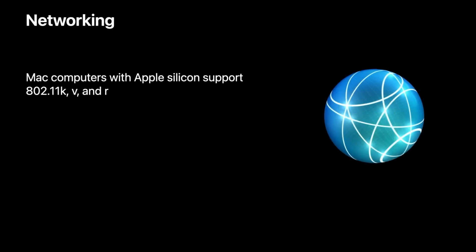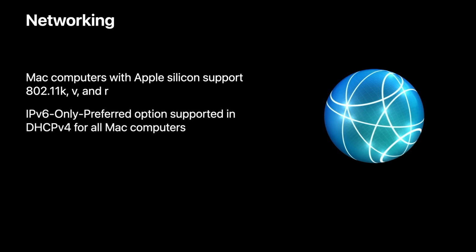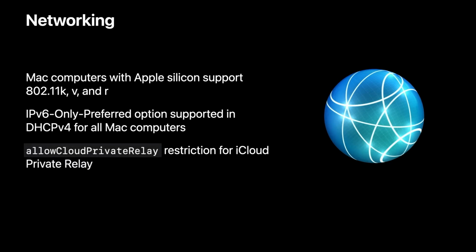In macOS Monterey, Mac computers with Apple Silicon now support the 802.11k, v, and r Wi-Fi standards for optimized roaming on enterprise networks. The IPv6-only preferred option is also now supported in DHCPv4 on all Mac computers that support macOS Monterey, which allows IPv6-capable devices to forego the assignment of an IPv4 address. There's also a restriction available for preventing the use of iCloud Private Relay, a new iCloud Plus feature that helps protect users' privacy when they browse the web in Safari. You can block iCloud Private Relay on a specific network using DNS, but this restriction prevents it from being enabled on the Mac in the first place.